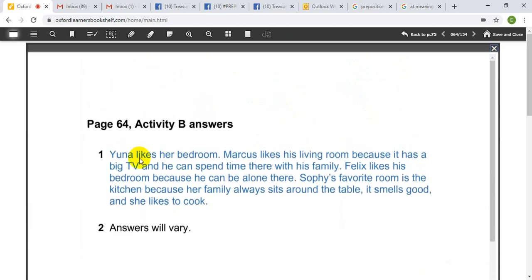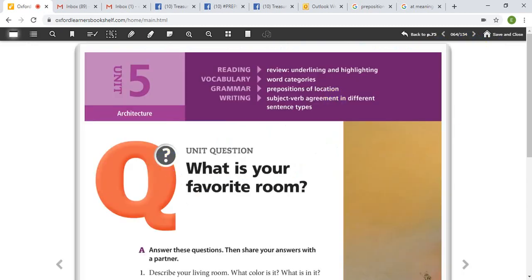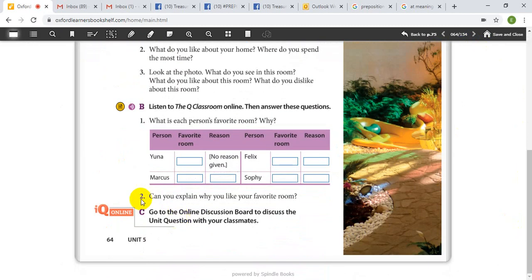So here, Yuna says she likes her bedroom, and Marcus likes his living room because it has a big TV and he can spend time there with his family. Felix likes his bedroom because he can be there alone and spend some time alone. And Sophie's favorite room is the kitchen because her family sits around the table and it smells good and she likes to cook.